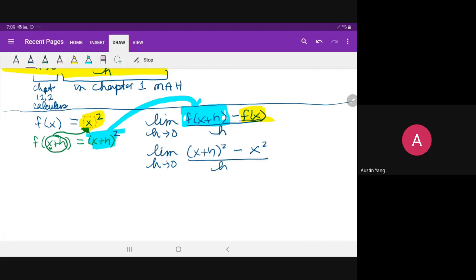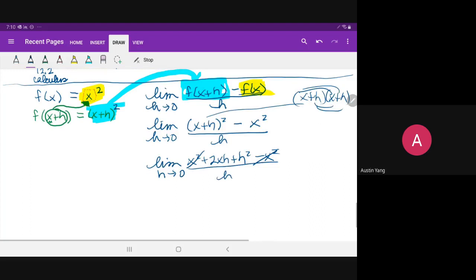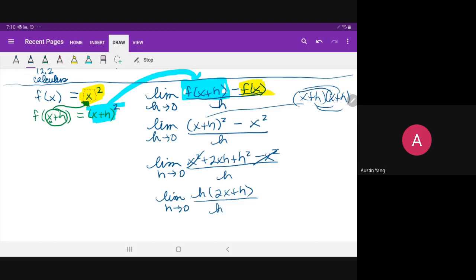Then if you multiply this out, that's x squared plus 2xh plus h squared. I just multiplied this out like FOIL. So I foiled that, minus x squared, over h. Chop, chop. Limit as h approaches zero. Now, what's going to happen is you're going to be able to factor out an h, giving h times 2x plus h, if everything went well. And then they cancel.